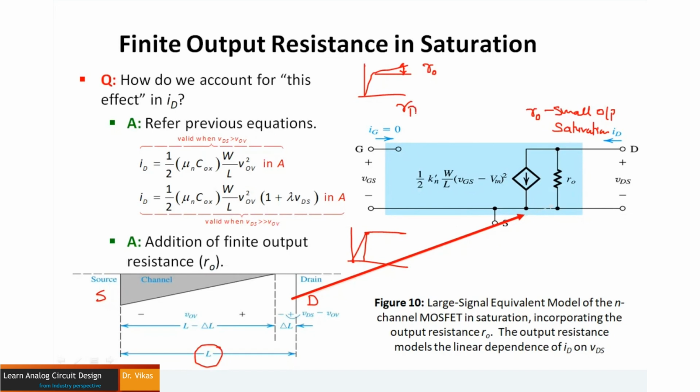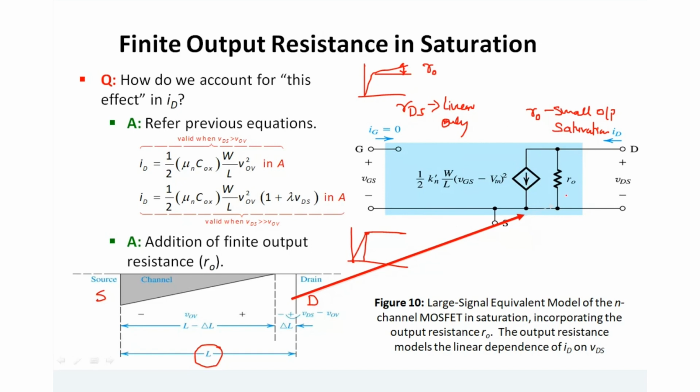Remember, RDS is the resistance observed between drain and source in the linear region only. There is a difference when I quote these two resistances, so please bear it in mind. Here I'm talking about R naught. This is how, with the help of a large signal equivalent model, I can depict the variation of R naught, or the variation of small current with respect to a voltage in the saturation region.